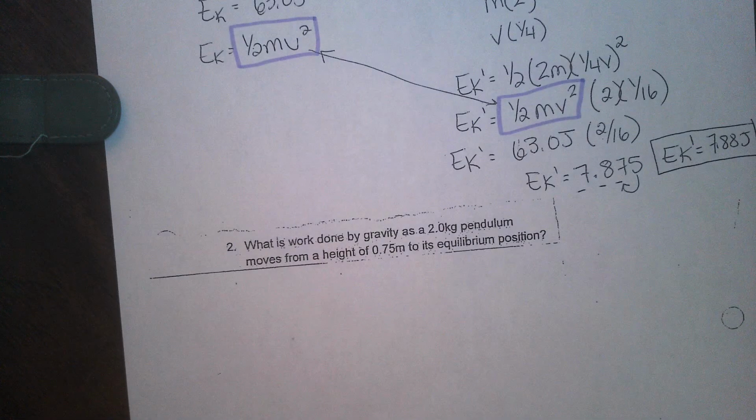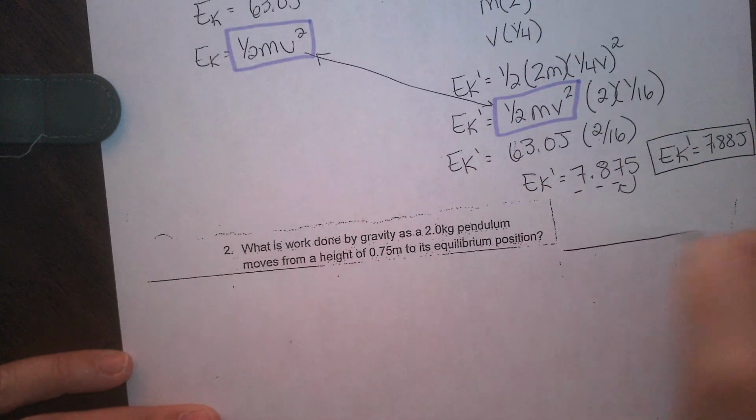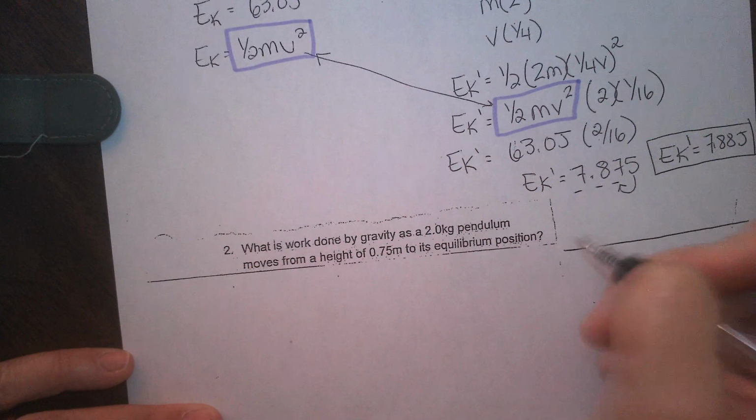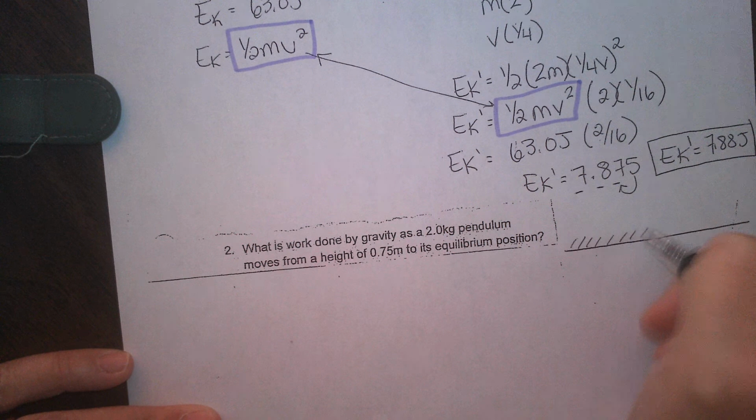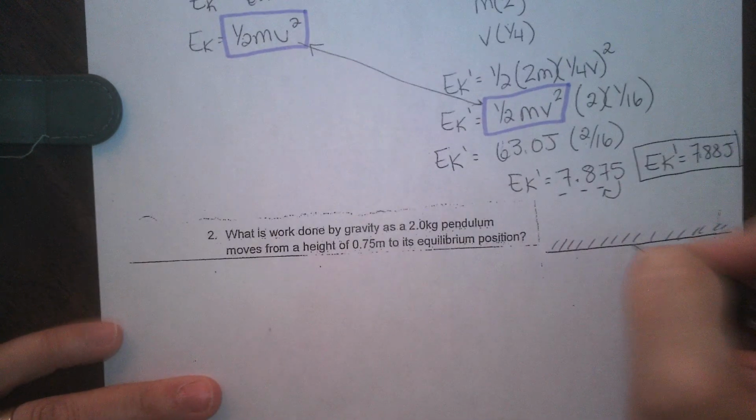In the second question, what is the work done by gravity as a 2-kilogram pendulum moves from a height of 0.75 meters to its equilibrium position? And what you don't see is a diagram that is provided. So I'll draw it out for you. This is the ceiling. Here's the pendulum.